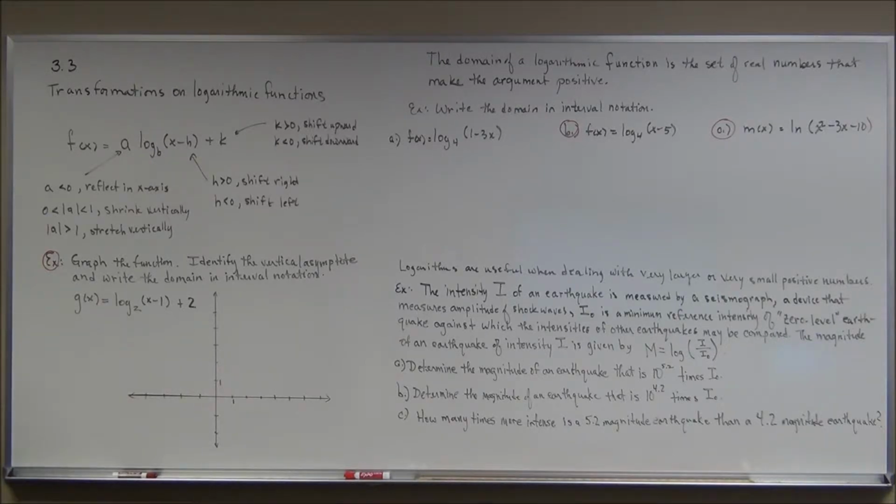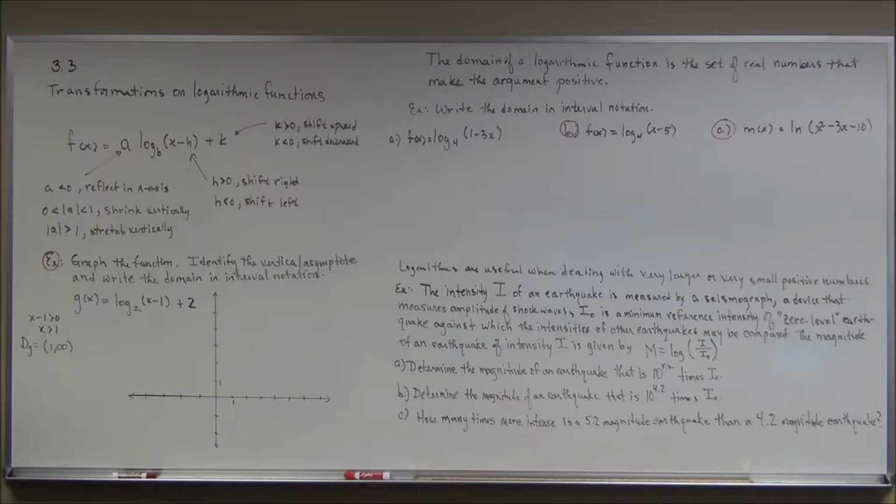Okay, now we're going to do some more stuff with domains here in just a second, but remember, when you take the logarithm of something, it has to be greater than 0. You can't take the log of 0, you can't take the log of a negative. So as far as the domain is concerned, that would mean that x minus 1 has to be greater than 0, or x has to be greater than 1. So the domain of g in interval notation would be from parenthesis 1 to infinity.